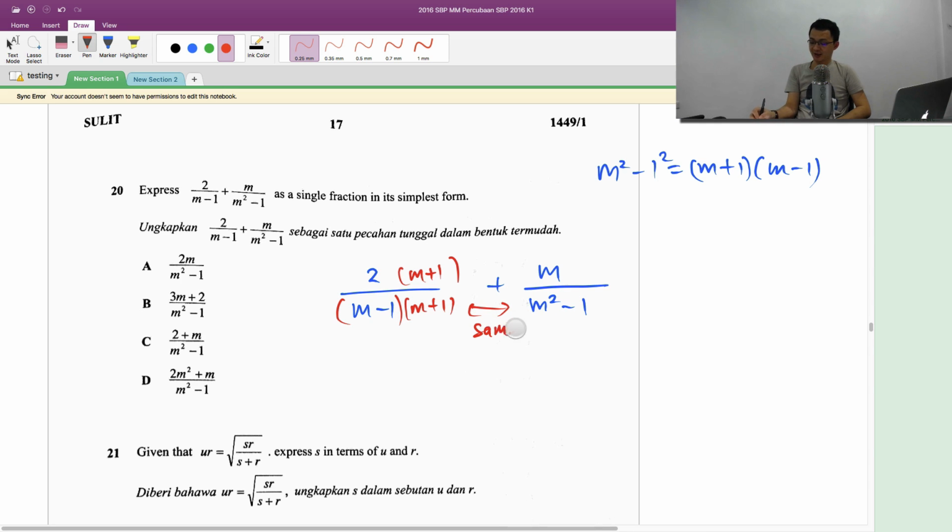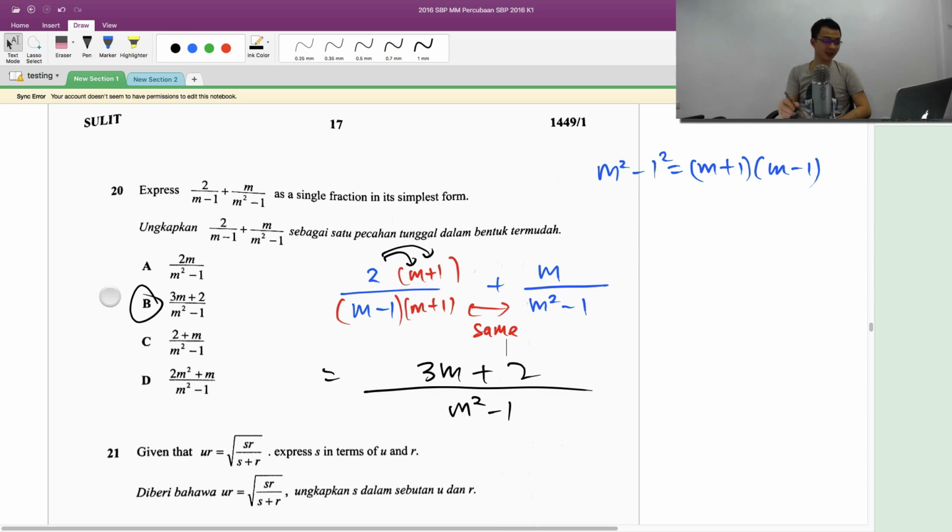Now they are the same. Alright, so I can simplify the bottom, it becomes m squared minus 1. So 2 I multiply for both. This is 2m plus 1m is 3m plus 2. So the answer should be B.